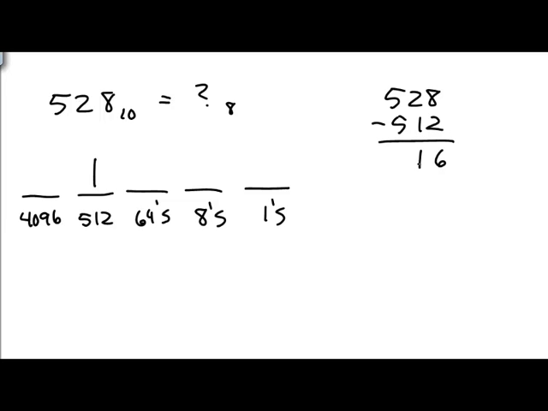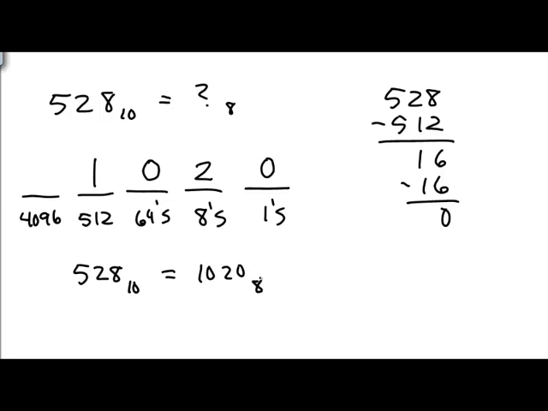16. So we have this one here represents 512. It's in the 512's place. If we have only 16 left, we can't get any 64s. There's none. How many 8s? Exactly 2. 2 8s use up another 16. There's nothing left. And therefore we say 528 in base 10 is 1020 in base 8.